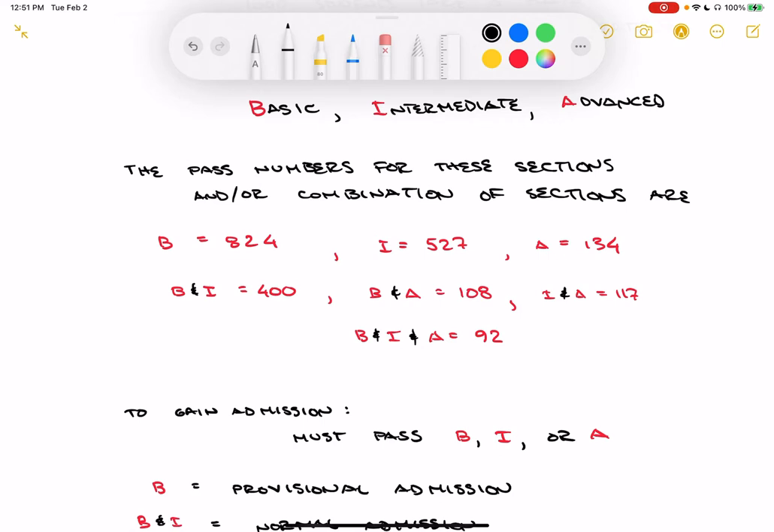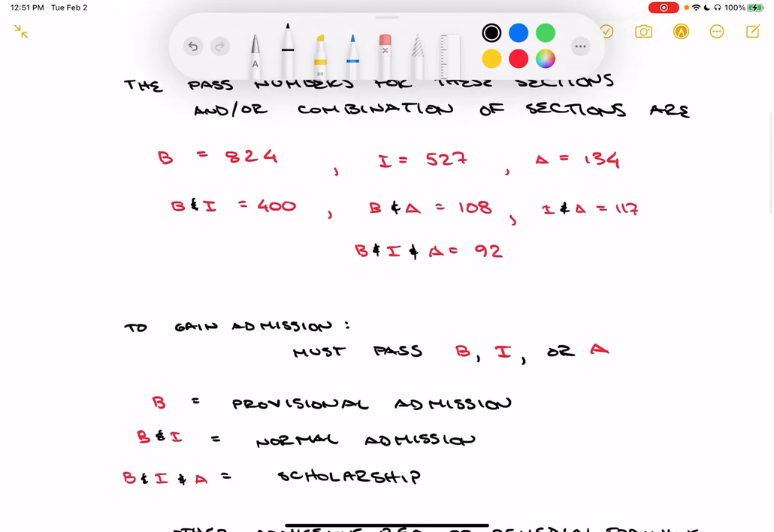To gain admission to the university, you have to pass one of the three exams. You have to pass the basic, intermediate, or advanced. And then we'll give some additional information: if you pass the basic math exam, you'd be given provisional admission into the university. If you pass basic and intermediate together, you'd get normal admission. And if you passed all three, basic, intermediate, and advanced, there's some form of scholarship that would be provided to you for that exceptional math skill.